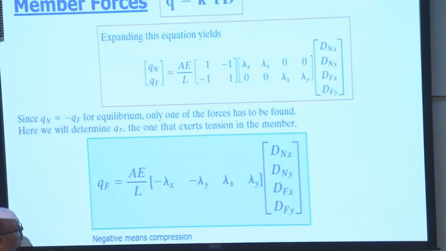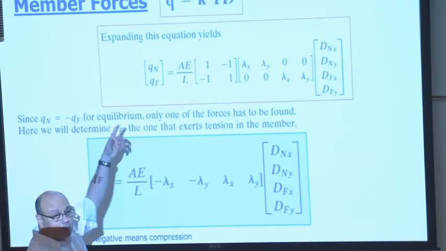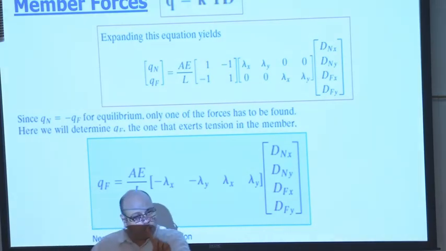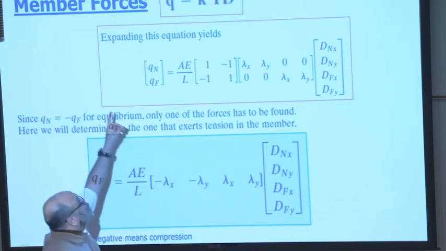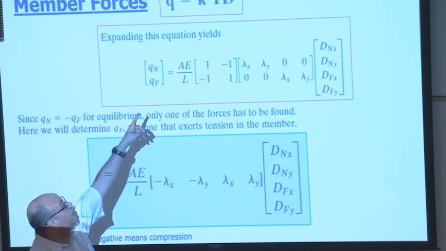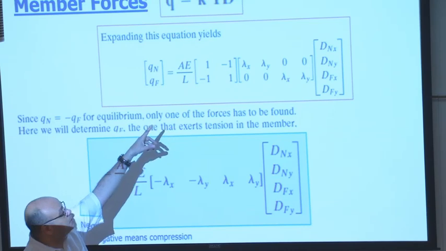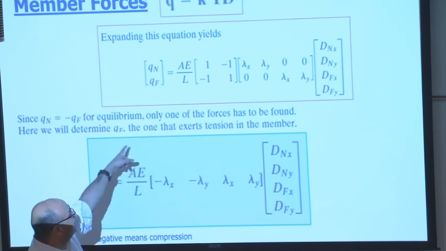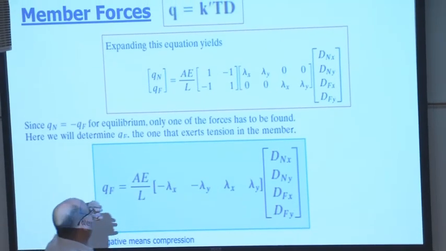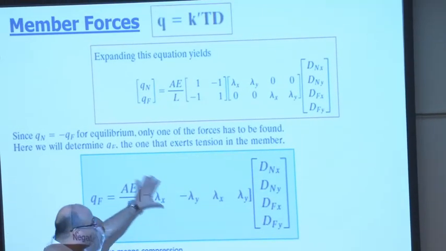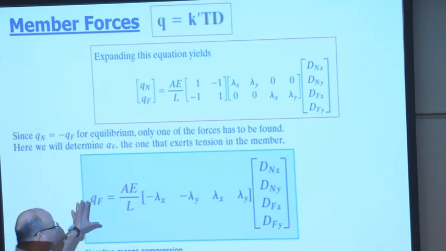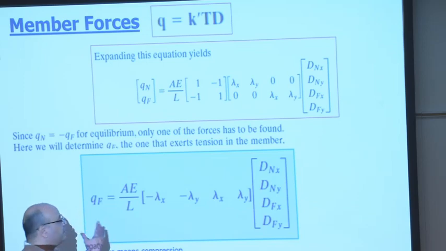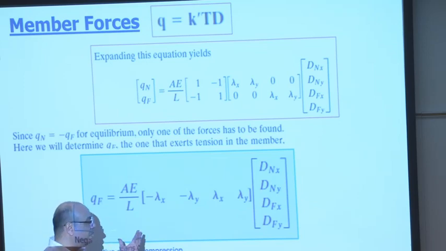The last thing I want to point out is something called member forces. What do I mean by that? We were able to find displacements. We were able to find reaction forces, but we didn't talk about the internal forces in the members. You follow this equation, which is small q equals k prime T, which is a transformation matrix, times d, which is the global displacement, and that is going to give you the force in that member. So basically, that blue box is the one you are responsible for, where you find this force. If it is negative, that means it's in compression. If it is positive, that means it is in tension.